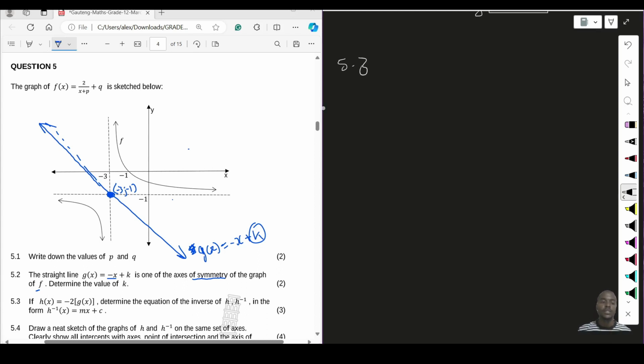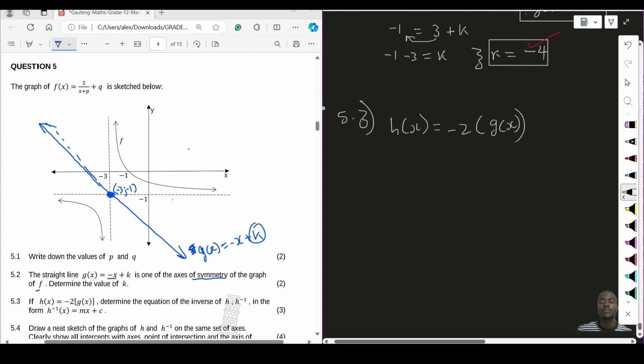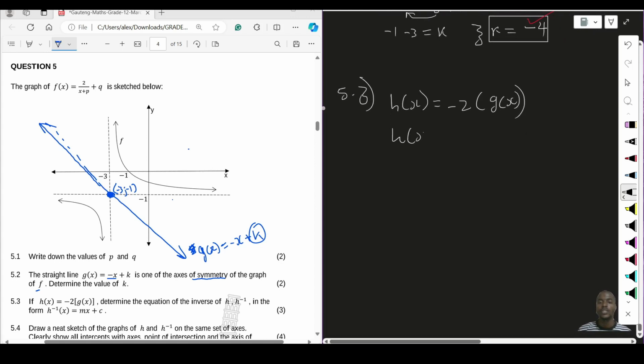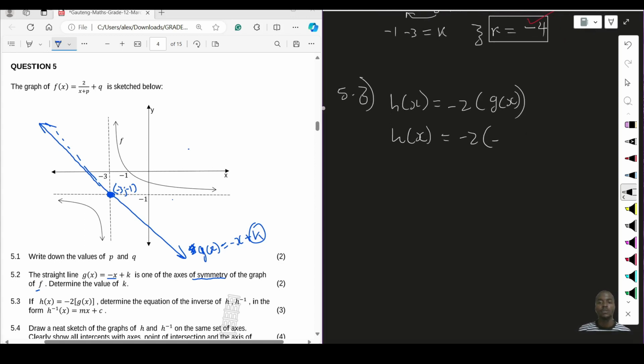So 5.3, they say if h of x is equal to, now it's a new graph, negative 2. Okay, let me write it down. h of x is equal to minus 2 g of x. So g of x, we got minus x minus 4. So without even reading the equation, I can just substitute minus x minus 4. I know that the new h of x now is equal to minus 2 times minus x, it's 2x, minus 2 times minus 4, it's plus 8. This is the new h of x.